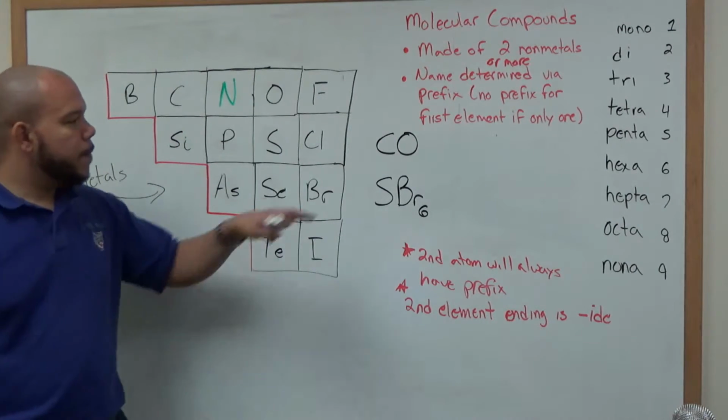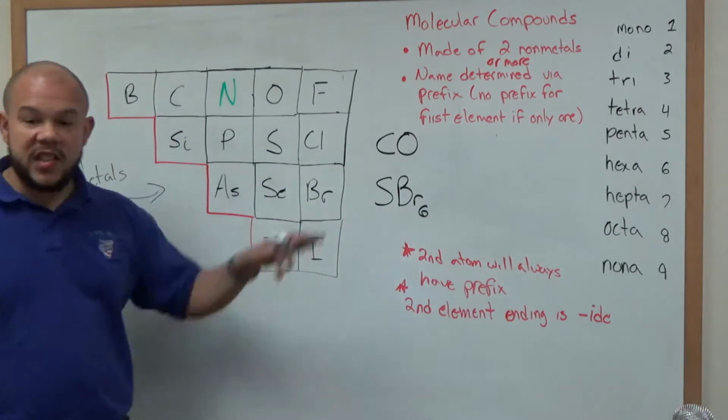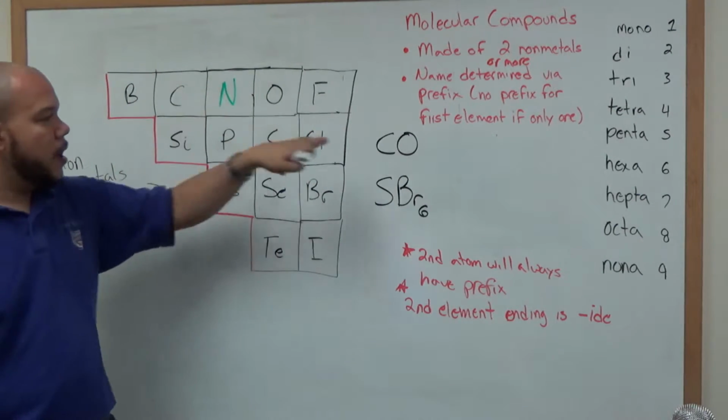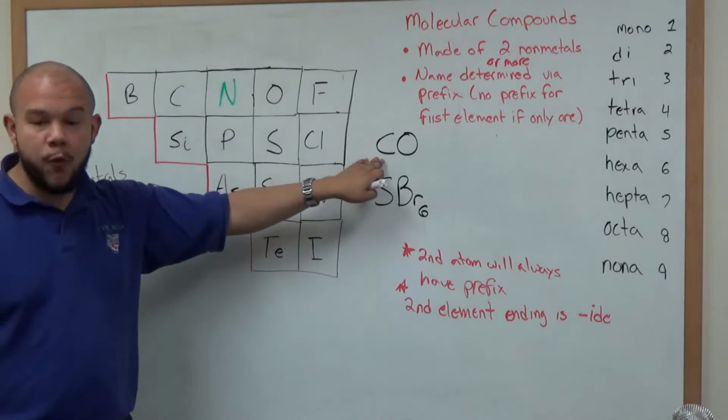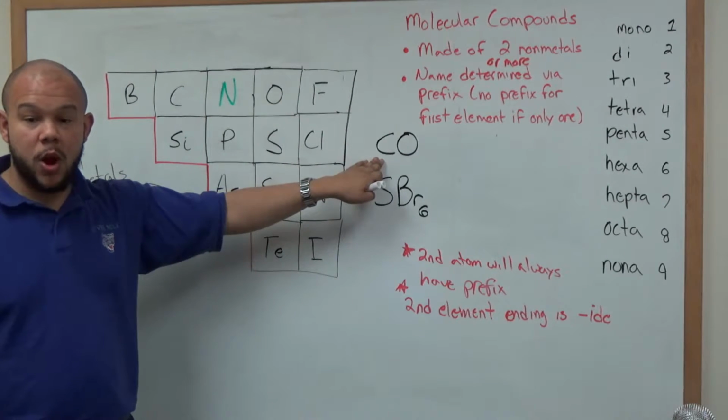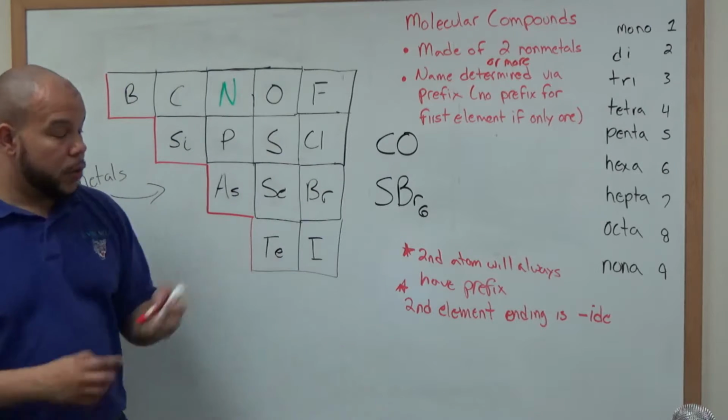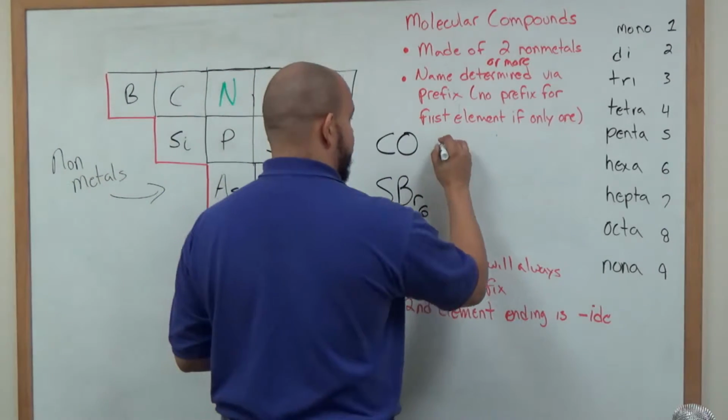Okay, so here we go with C and O. C is a nonmetal, carbon. O is a nonmetal, oxygen. We only have one carbon. Therefore, we can write the name right out of the periodic table.